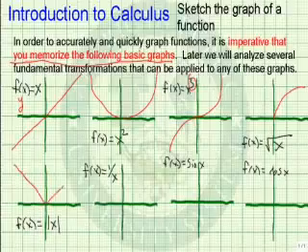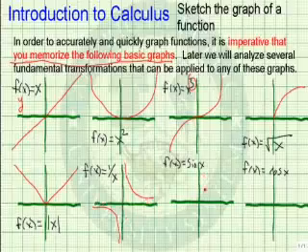Looks like the letter V. Notice the range is only y greater than or equal to 0. F of x equals 1 over x, the reciprocal equation. This is a hyperbola, only in quadrants 1 and 3. There's an asymptote, a vertical asymptote, and a horizontal asymptote.